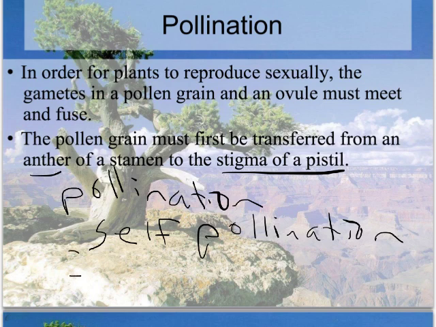If it's a different plant, we call that cross-pollination. And of the two, it depends on the situation. Self-pollination is a little bit easier. You don't need a pollinator that much. You could use wind or movement. But the reason we like cross-pollination, and this is the last blank on this section, is because it increases the variety.